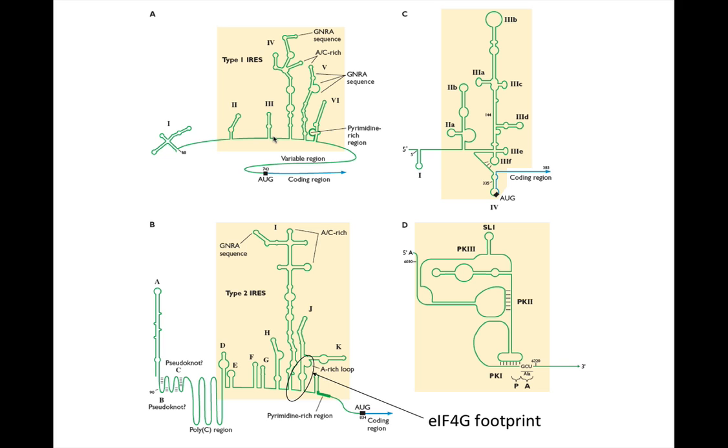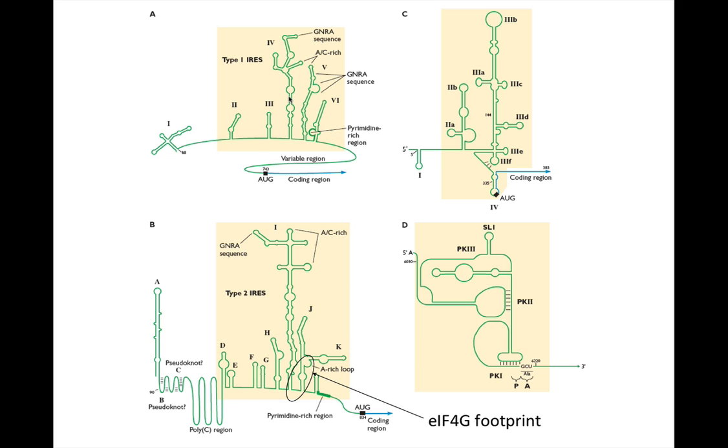These are what IRESs look like. In general, they're highly structured. These are four different kinds of IRES. We call them various types now, and the types are based on various properties of the IRES. In addition, they're secondary structures. As you can see, there's a lot of RNA secondary structure in the form of stem loops, which varies from IRES to IRES.